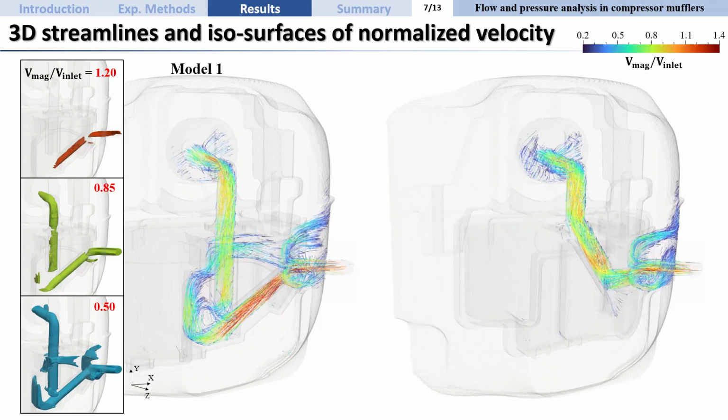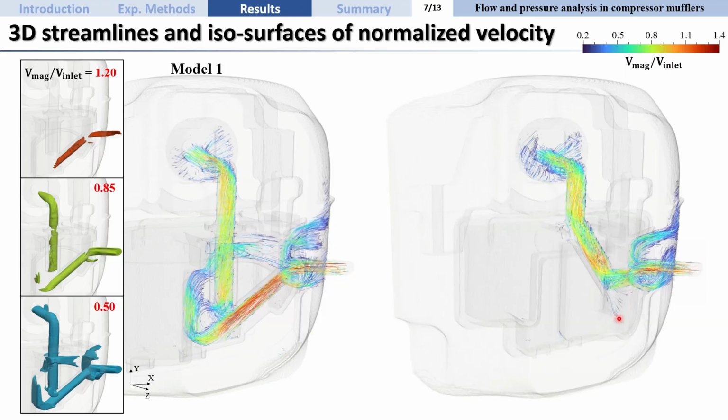The isosurfaces on the left provide another perspective on the flow structure. The surface of 1.2 shows the high speed near the inlet, while the other surfaces visualize the primary flow path as it develops through the muffler.